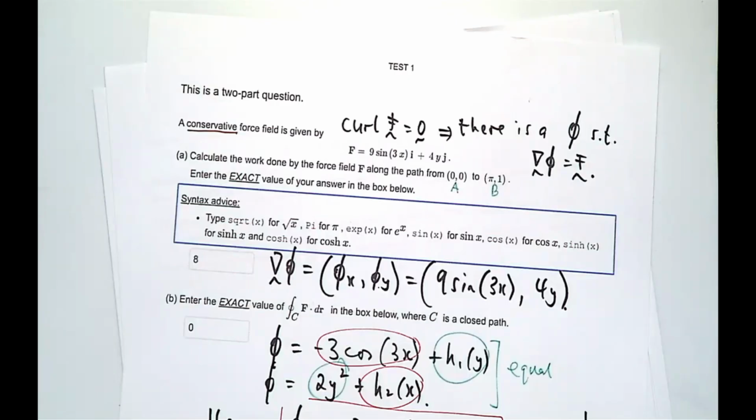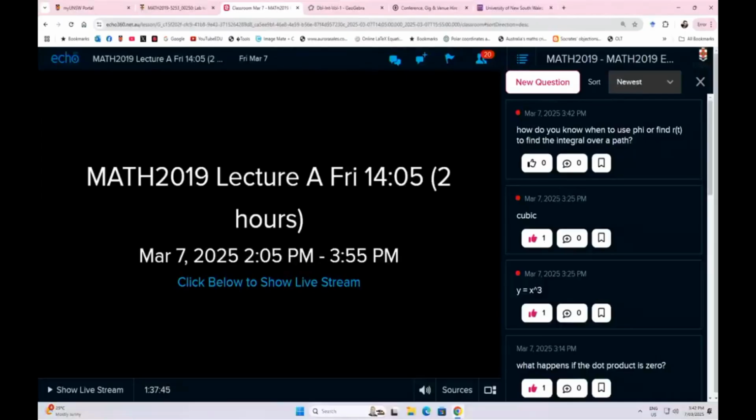Let's see what's happening at home. Good question. How do you know when to use phi or find r of t? If you see the word conservative, or the word fundamental theorem, or if the curl's 0 vector, then you can use the fundamental theorem of line integrals. Okay?